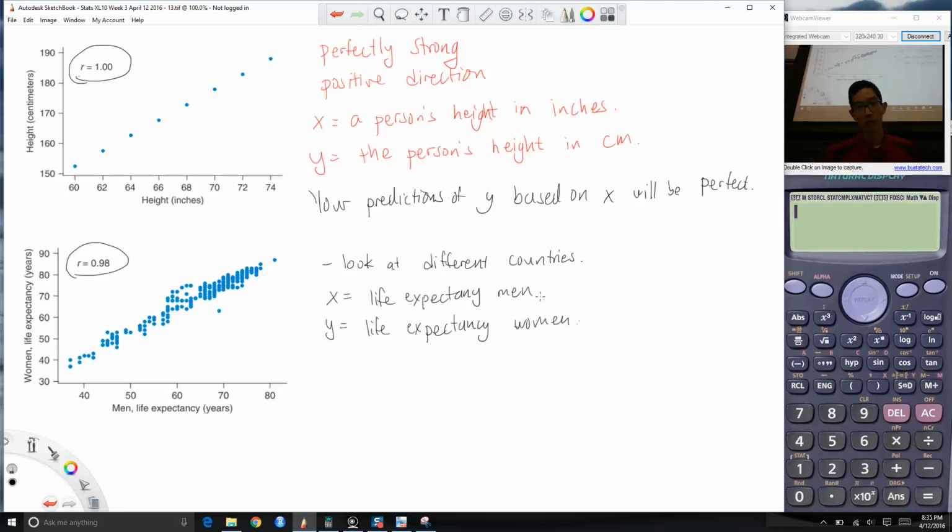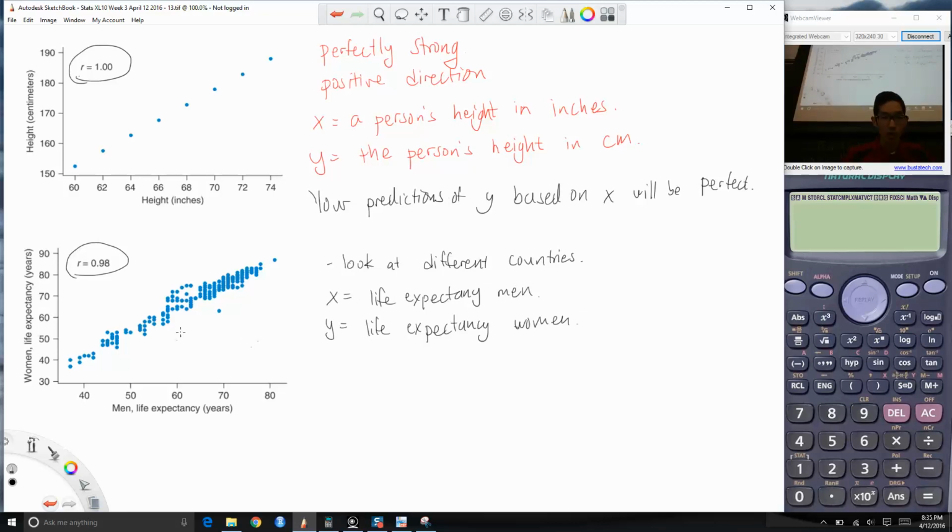So if a country has poor life expectancy for the men, we're also anticipating it to have poor life expectancy for the women. And if a country has very good life expectancy for the men, we're also expecting it to have very good life expectancy for the women, and things like that, okay? The predictions are not as perfect, okay?